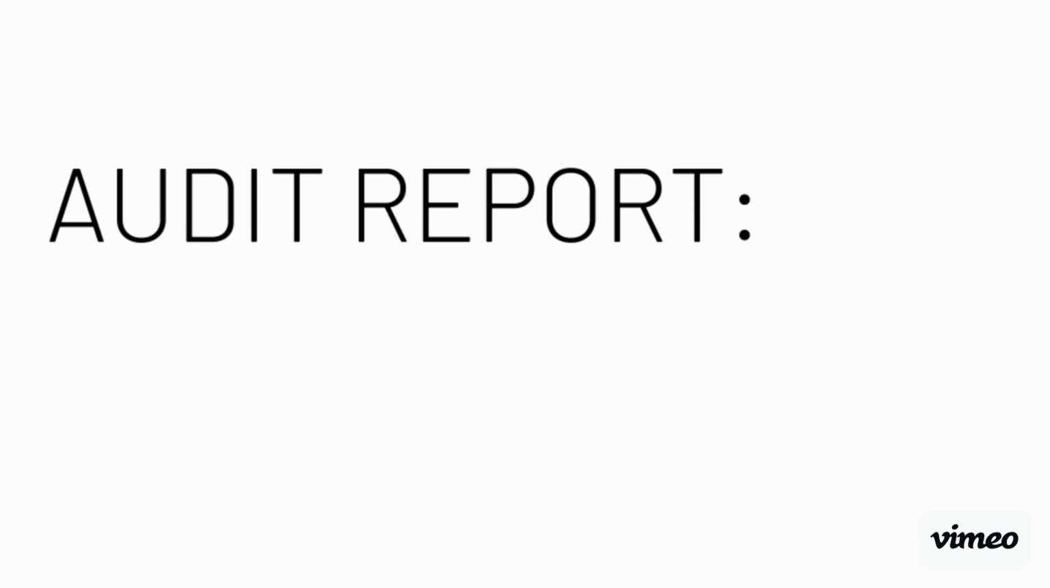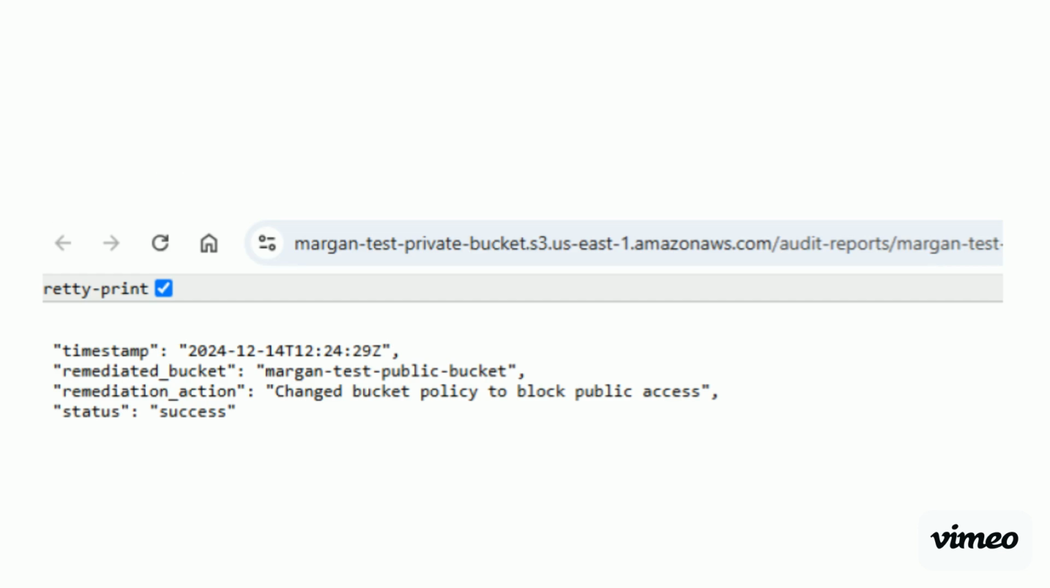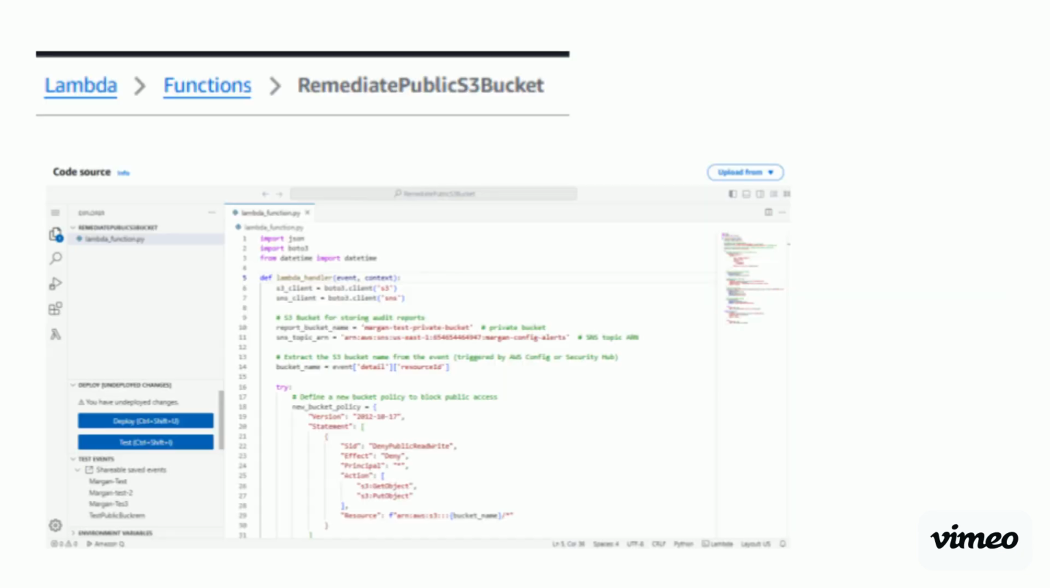After confirming the SNS, the next step was to create an audit report. The report will provide a summary of findings from AWS Config, Security Hub, or the scans. In addition, it will include details such as timestamps, resources checked, compliance status, and remediation actions. I'll be using one of the buckets that I created earlier to store the audit report.